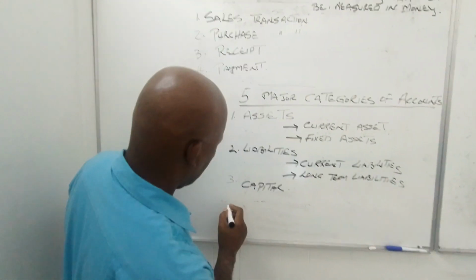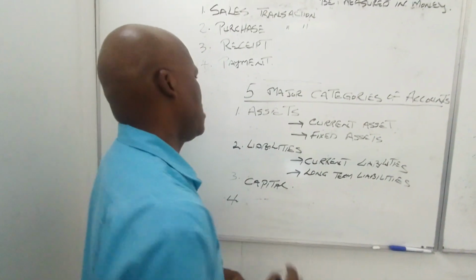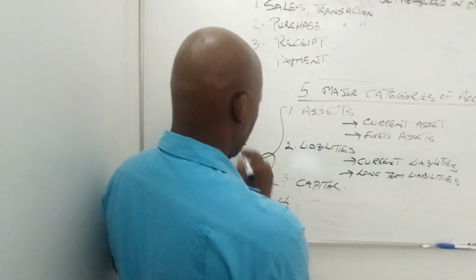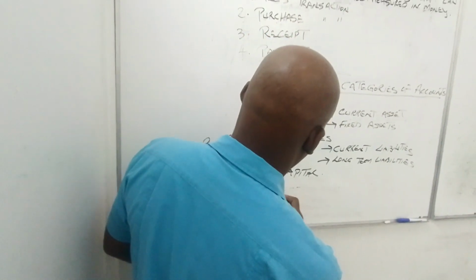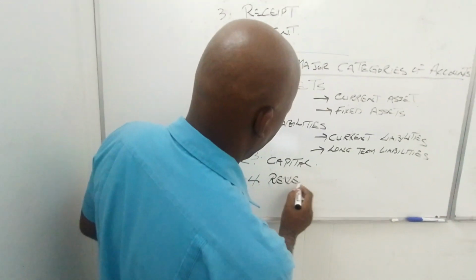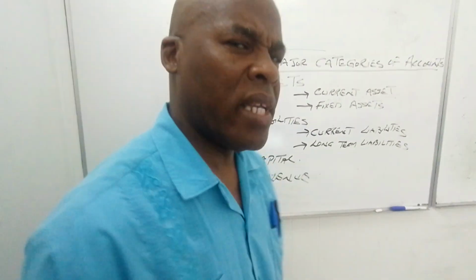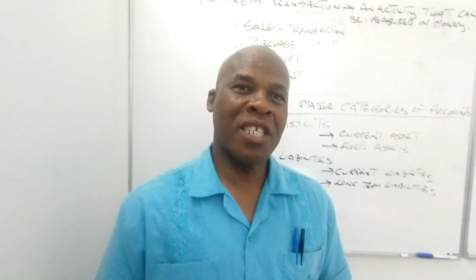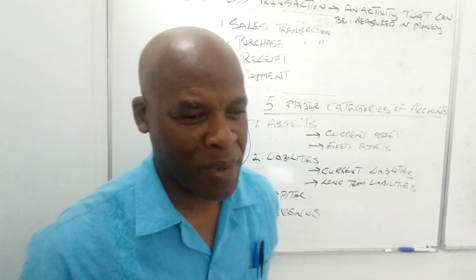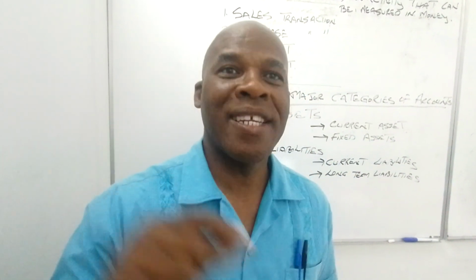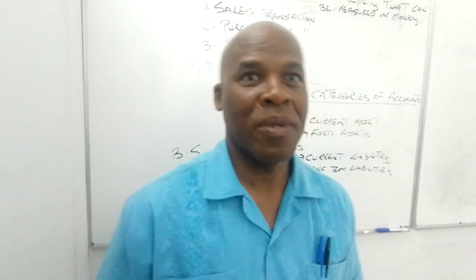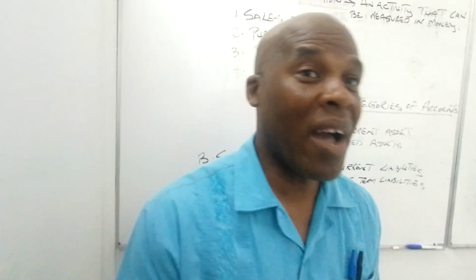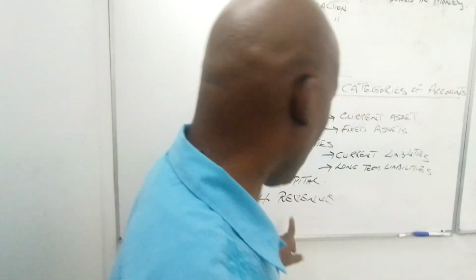Number 4. Let me just say that these 3 here will be on the balance sheet. Number 4, we call revenue. We're in business to make money. We're in business to satisfy a very important accounting standard called the going concern principle. Very important. We want the business to last forever, so people have confidence in the business and invest in the business. So we want to make revenue.